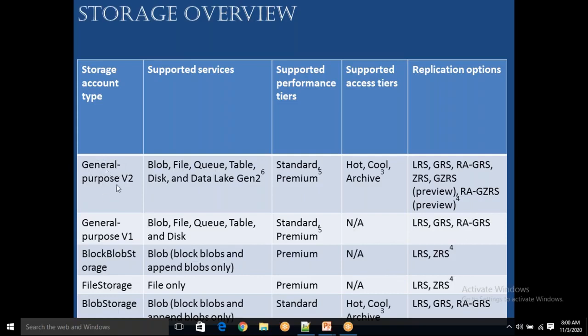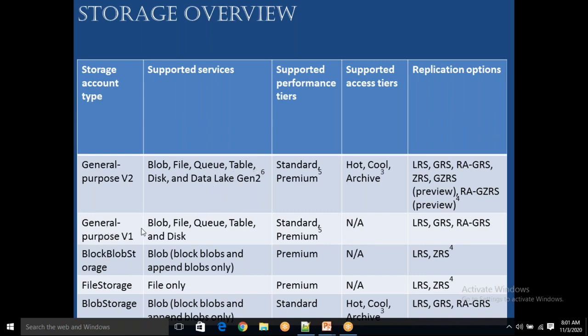When you go with general purpose v2, what will be created in the backend is: blob will be available, file option will be available, queue option will be available, table option will be available, disk option will be available, and data lake storage gen 2 option will be available. But we have not discussed data lake storage gen 2. We will discuss that later, because that is another storage which we have in Microsoft Azure.